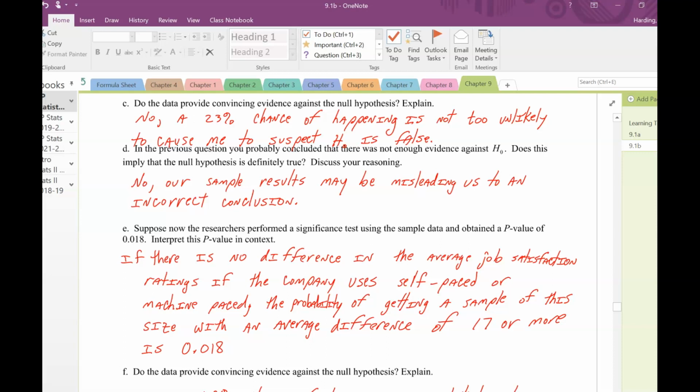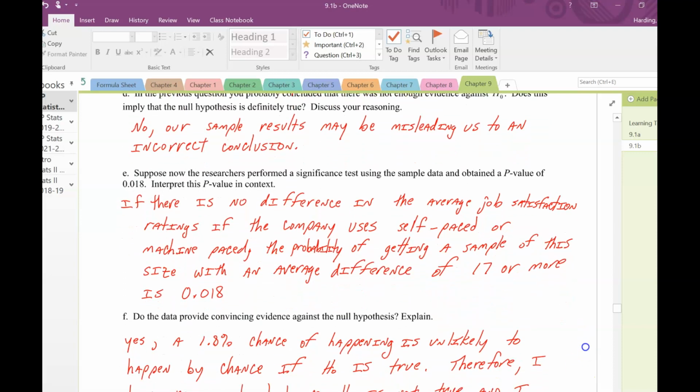We're making a judgment call based on the evidence that we have in front of us, and it is possible that we make a misjudgment one way or the other just based on our sample. Part E, suppose now the researchers performed a significance test using the sample data, and they obtained a p-value of 0.018 instead. Interpret this value in context.